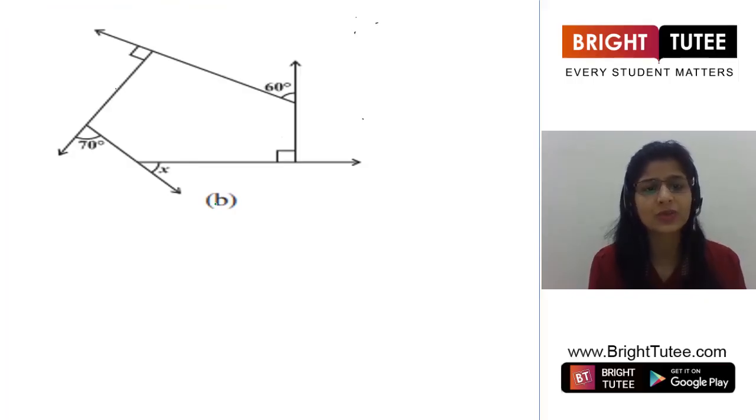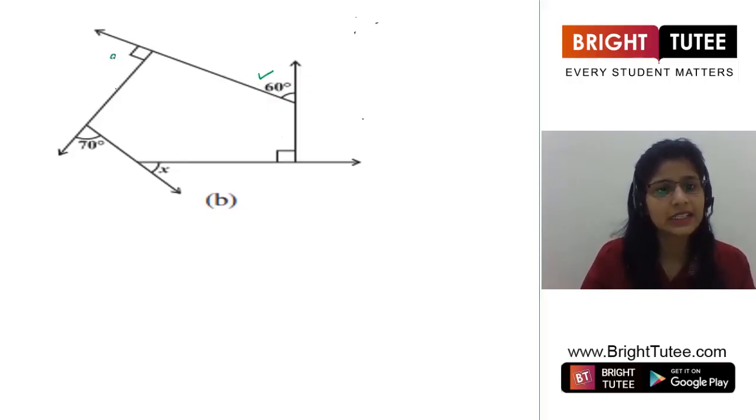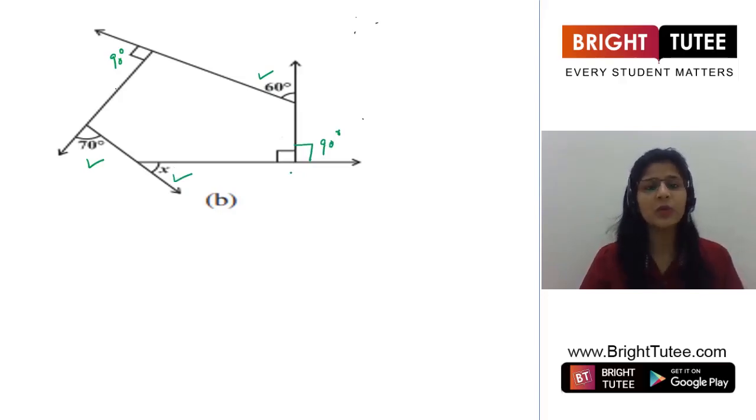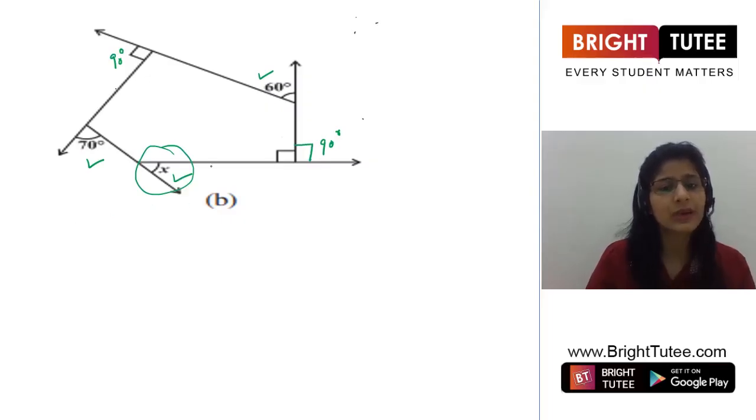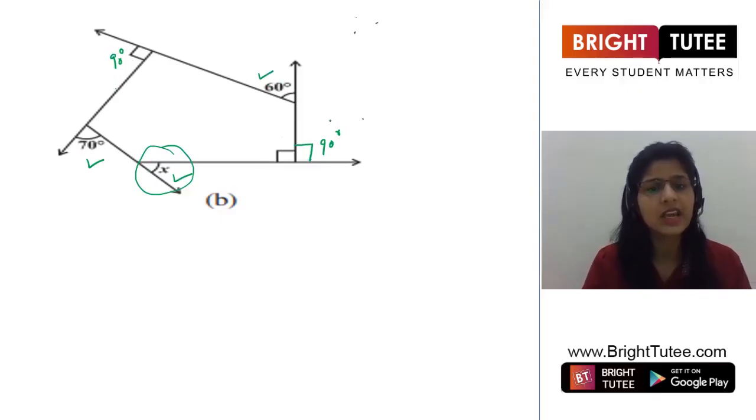Here also we have to calculate x. So we see that this angle is exterior given as 60 degrees. This is 90 degrees. This is 70 degrees. This is x. And if this is 90, then this is also 90 degrees. So we have been given 4 exterior angles, and the fifth one we have to calculate. So we know the sum of exterior angles of any polygon is 360 degrees. We will add them all and equate to 360 degrees.